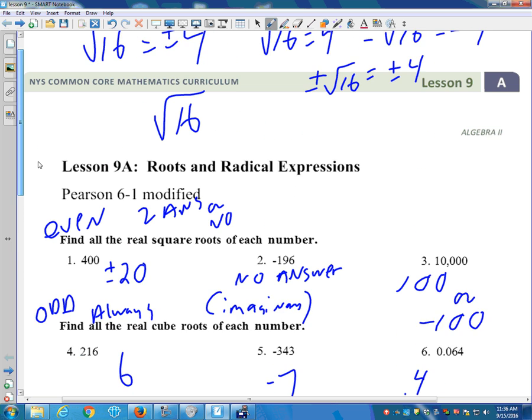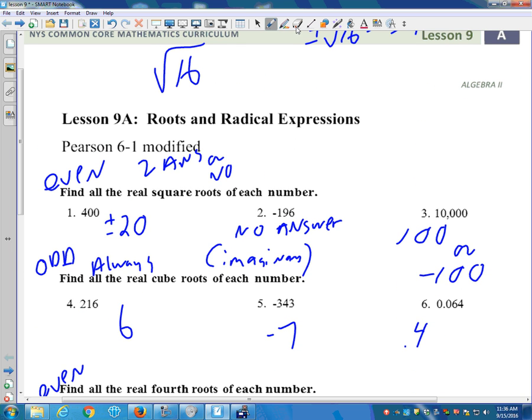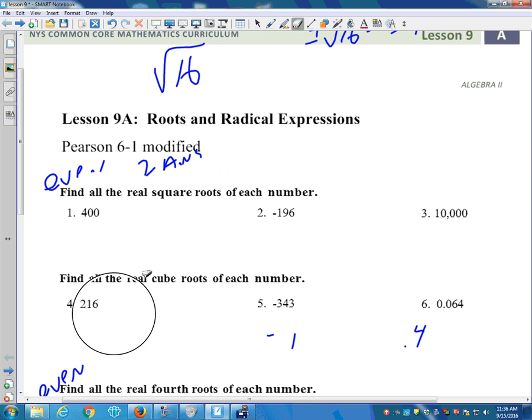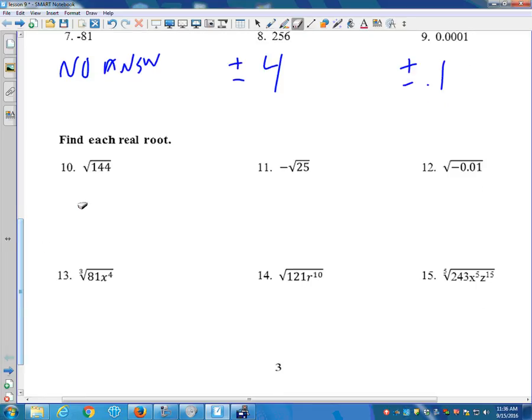Okay. So there's a little bit difference in the way these questions are asked. Like here it says find the real roots. They want both answers. When we get down here and they just have the radical, that's 12. Not both answers. And then like the negative 25 would be negative 5. Negative 5. You got it.